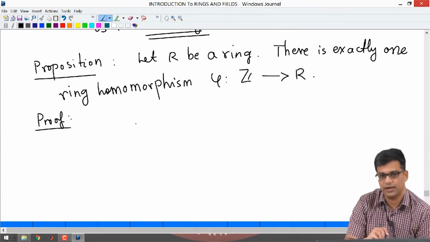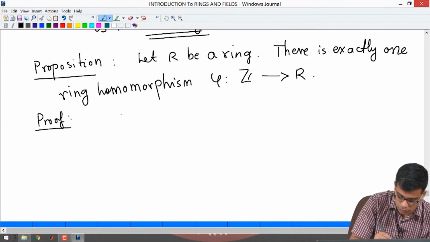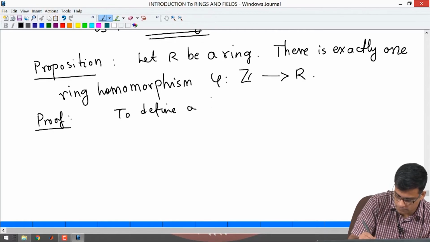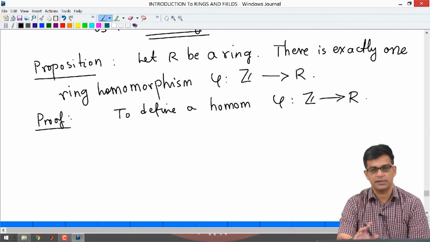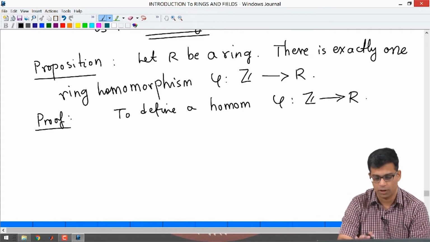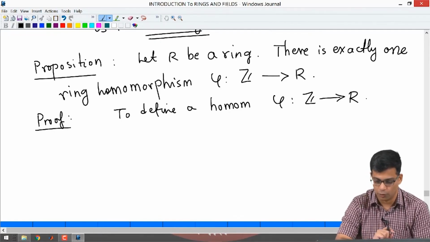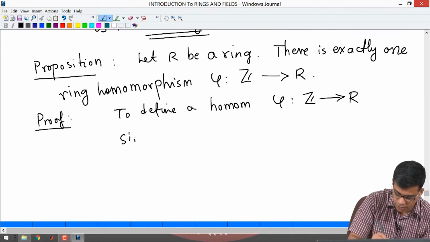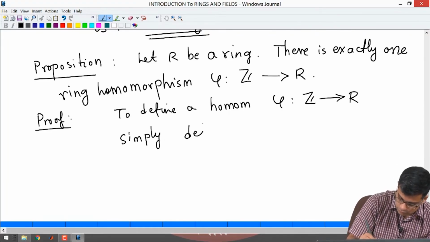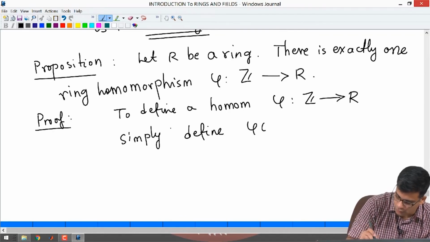Now, to define a homomorphism is easy. Remember here R is an arbitrary ring, we are not going to use any property of R other than its ring theoretic properties. To define a homomorphism from Z to R, simply, okay, first define.